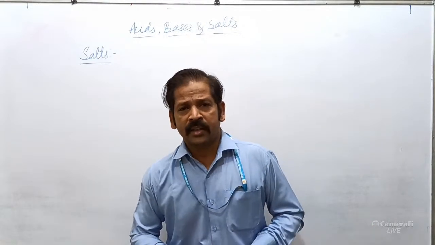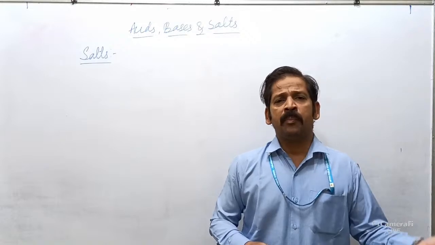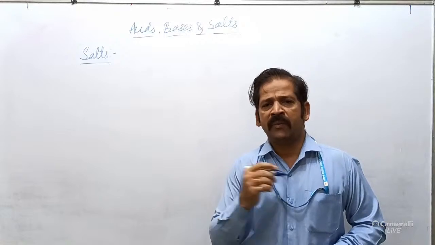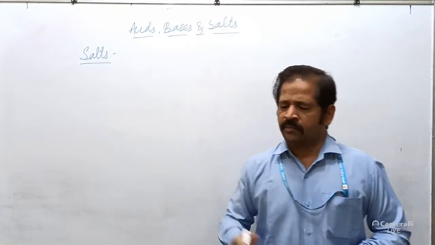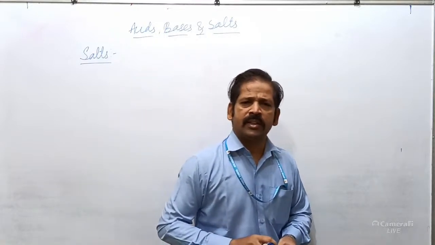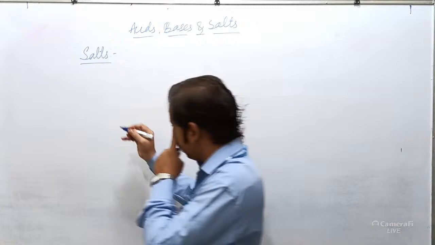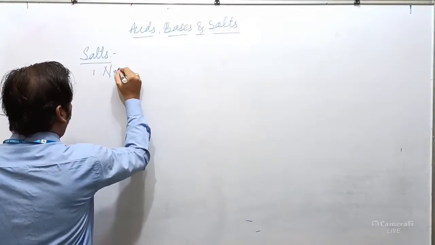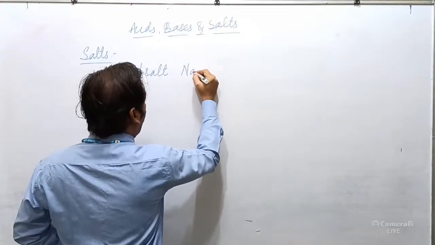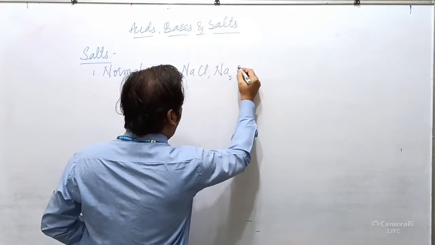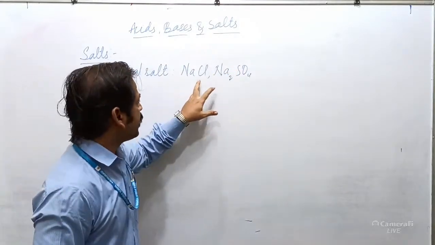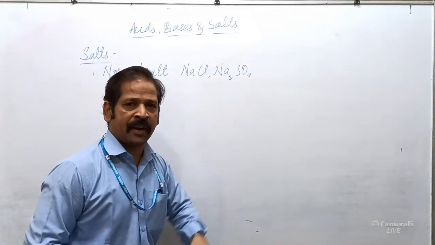When you go for the normal salt, what happens? Complete ionization of hydrogen will be there. Sodium chloride and sodium sulfate are examples of the first salt, that is normal salt. The second salt is acid salt. The first salt is normal salt; its examples are sodium chloride and sodium sulfate.